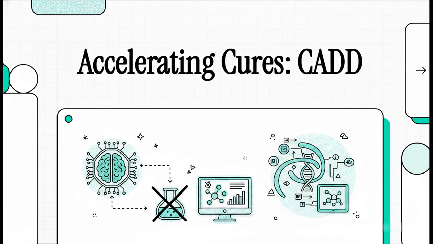It's called computer-aided drug design, or CADD for short. We are going to unpack the exact in silico process that lets scientists design a brand new drug from scratch using nothing but raw data and some seriously incredible computational power.